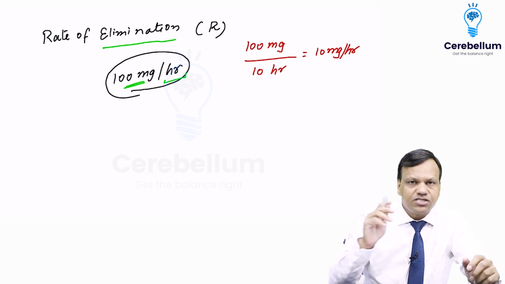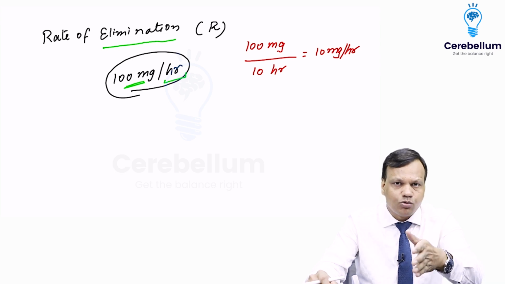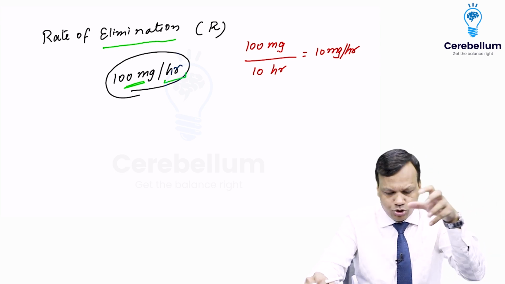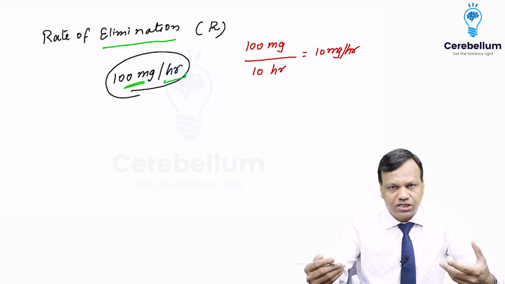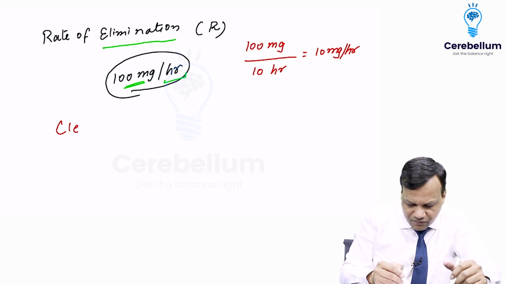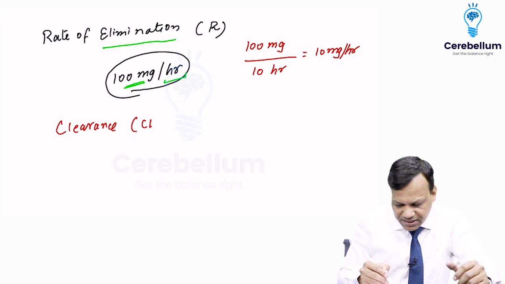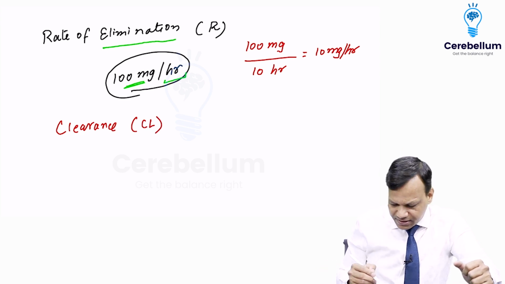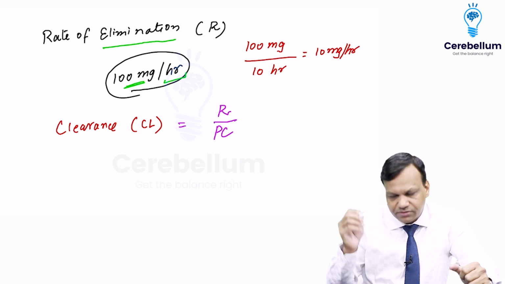So rate of elimination is not a complete parameter. It is an incomplete parameter. We must know the plasma concentration to utilize it effectively. So instead of using rate of elimination, we use another formula which is called clearance. Clearance is written as CL. Clearance is simply rate of elimination divided by plasma concentration.